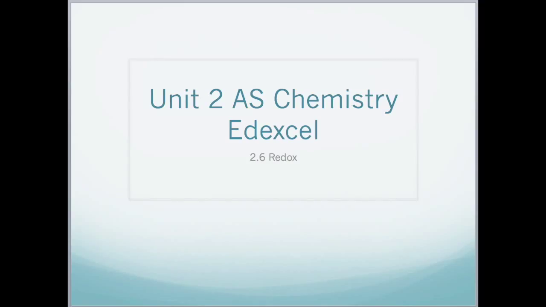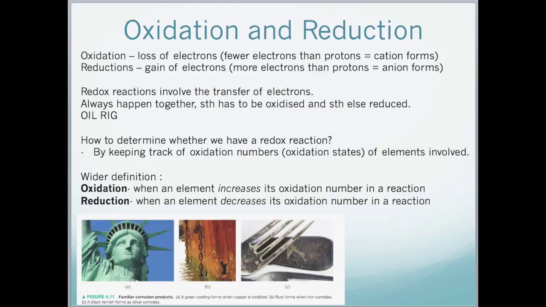Today I will be covering Unit 2 of AS Chemistry, specifically for the Edexcel exam board, and I will be looking at redox reactions. Redox refers to oxidation and reduction. Oxidation is the loss of electrons. If an atom has fewer electrons than protons, it becomes a cation, so a positive ion. Reduction is the gain of electrons. If an atom gains electrons, it has more electrons than protons, so it becomes a negative ion.